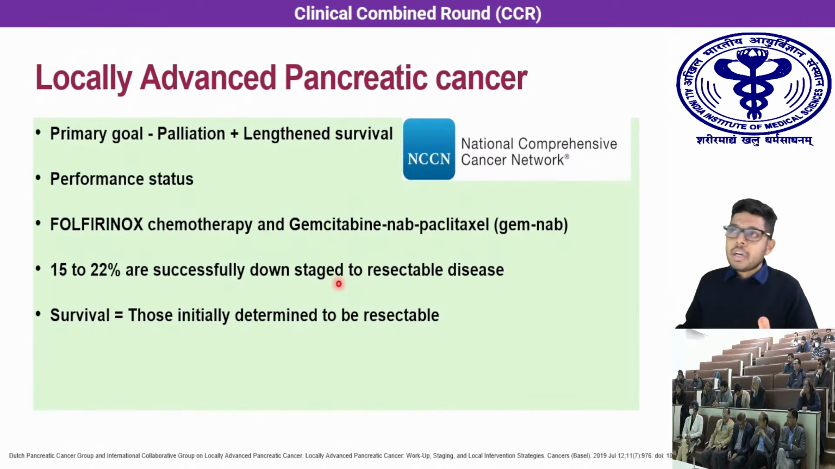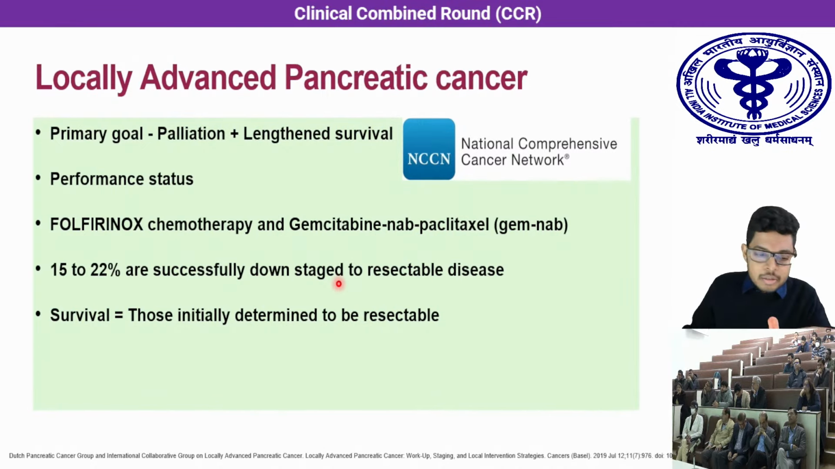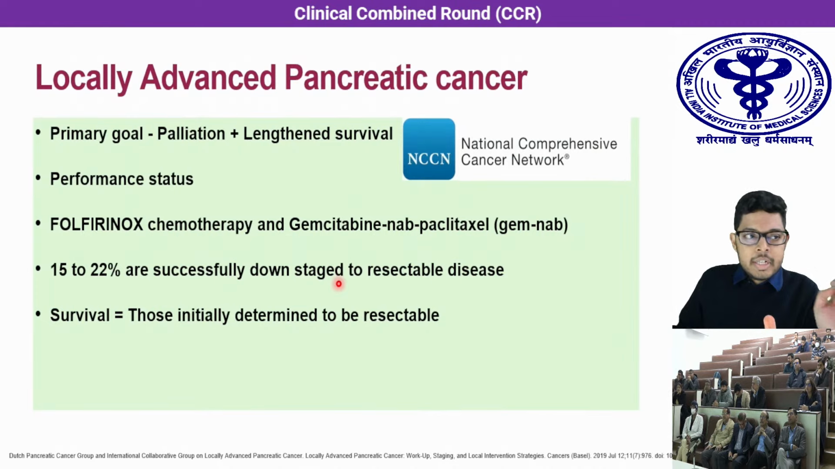Thank you, sir. Our patient is a case of locally advanced pancreatic cancer. According to the guidelines, the primary goal of treating these patients is palliation and lengthening survival. In addition, if the patient has a good performance status, the patient can undergo chemotherapy, which is mostly oxaliplatin-based FOLFIRINOX, or gemcitabine-based nab-paclitaxel-based chemotherapy. After chemotherapy, 15 to 22% are successfully downstaged to resectable disease. And if these patients undergo surgery, their survival is equal to those who are initially determined to be resectable.